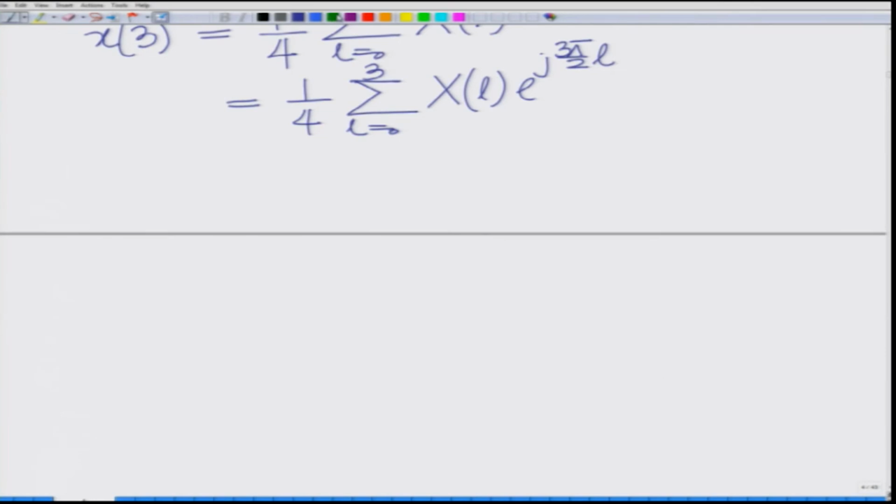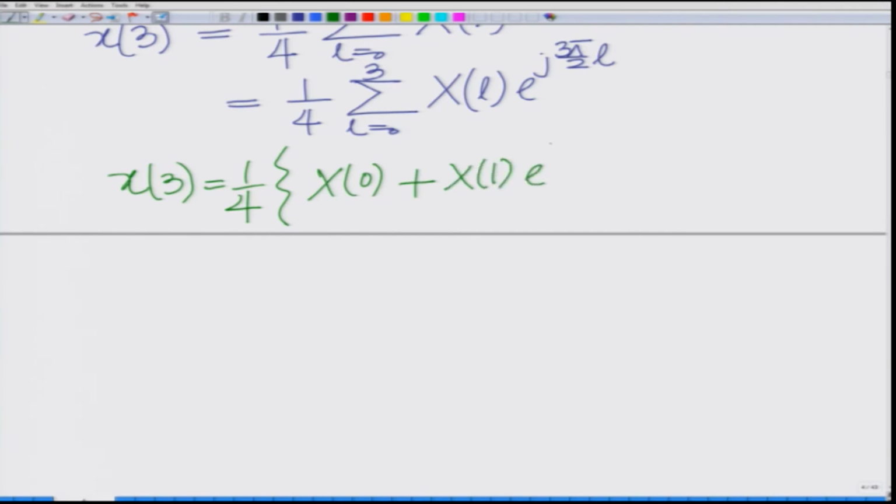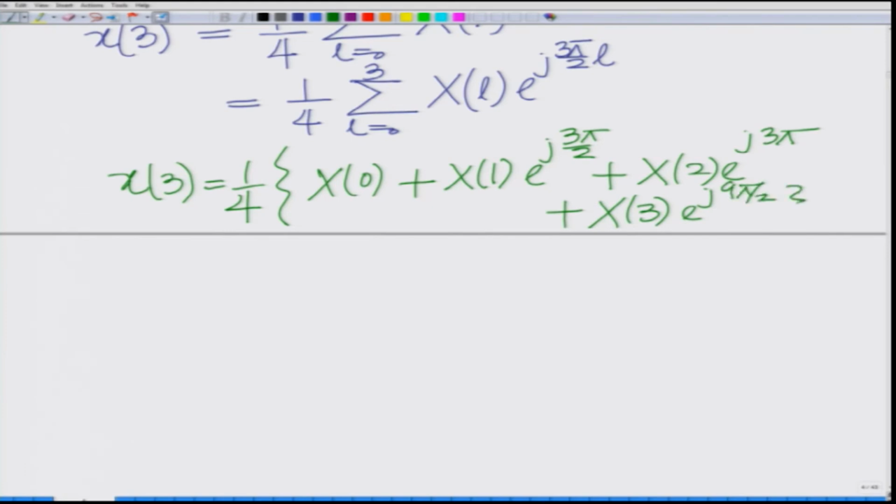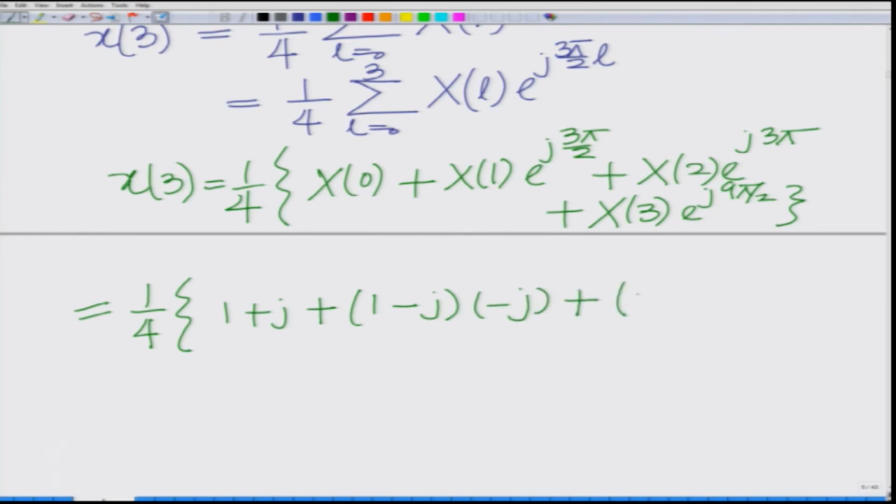And now again, when I substitute the symbols on the subcarriers, that is x3 equals 1 over 4, what do we have? x0 plus x1 into e power j 3 pi by 2 plus x2 into e power j 3 pi, because L equal to 2, plus x3 into e power j 9 pi by 2, because L equal to 3. This is equal to 1 over 4 times 1 plus j plus 1 minus j times minus j, that is e power j 3 pi by 2, plus 1 plus 2j into minus 1 plus 2 minus j into e power j 9 pi by 2, that is j.